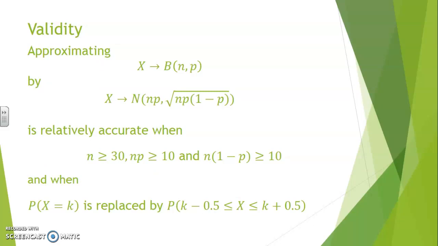So approximating X, who is in fact a binomial law, by a normal law is accurate enough as long as n is at least 30, as long as n times p and n times (1 minus p) are both at least 10. And take note that to calculate probabilities for individual values, we will replace k by an interval, 1/2 to the left and 1/2 to the right of it, so that it is a 1-unit interval centered at k itself. Remember that normal laws have 0 probability for individual values.